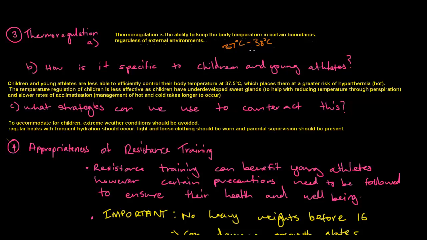Okay, so how is this specific to children and young athletes, and what do I mean by thermoregulation in sports? In sports, we realize that we sweat, or do whatever we need to do, to keep our body at a needed temperature for functioning. Children and young athletes are not that developed, and they cannot efficiently control their body temperature at 37.5. Number one, children aren't able to sweat as much as us, mainly because they don't have fully developed sweat glands. And number two, they have slower rates of acclimatization.